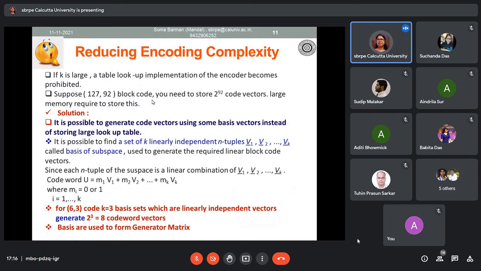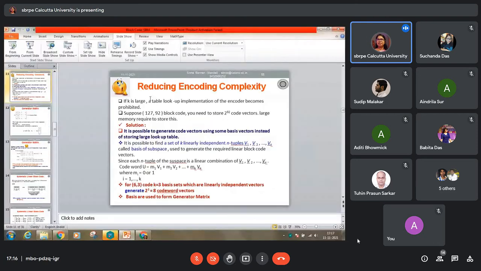Suppose there are 92 message bits, and you are adding redundancy, and it generates 127. So 2 to the power 92 message sequences you have to store, and along with them their code words. So 2 to the power 92 code words you have to store. So it is very difficult to store these things.